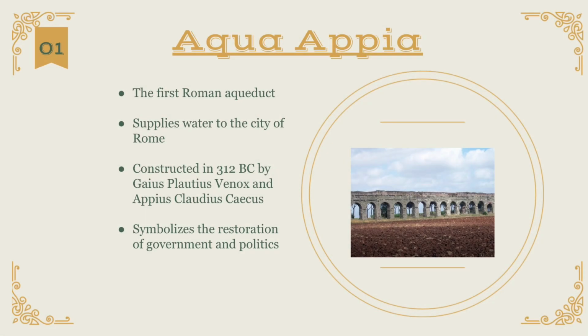The first monument I will be talking about is the Aqua Appia during the Antiquity time period. This was the first Roman aqueduct located in Rome, and it was constructed by Gaius Plautius Venox and Appius Claudius Caecus in 312 BC.